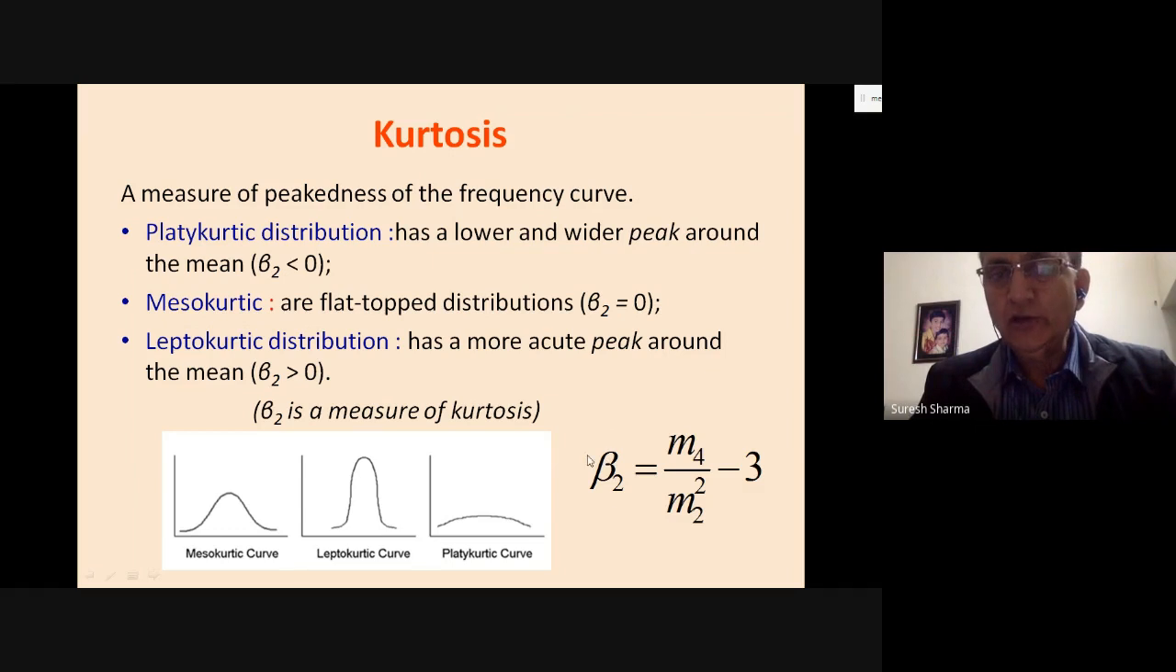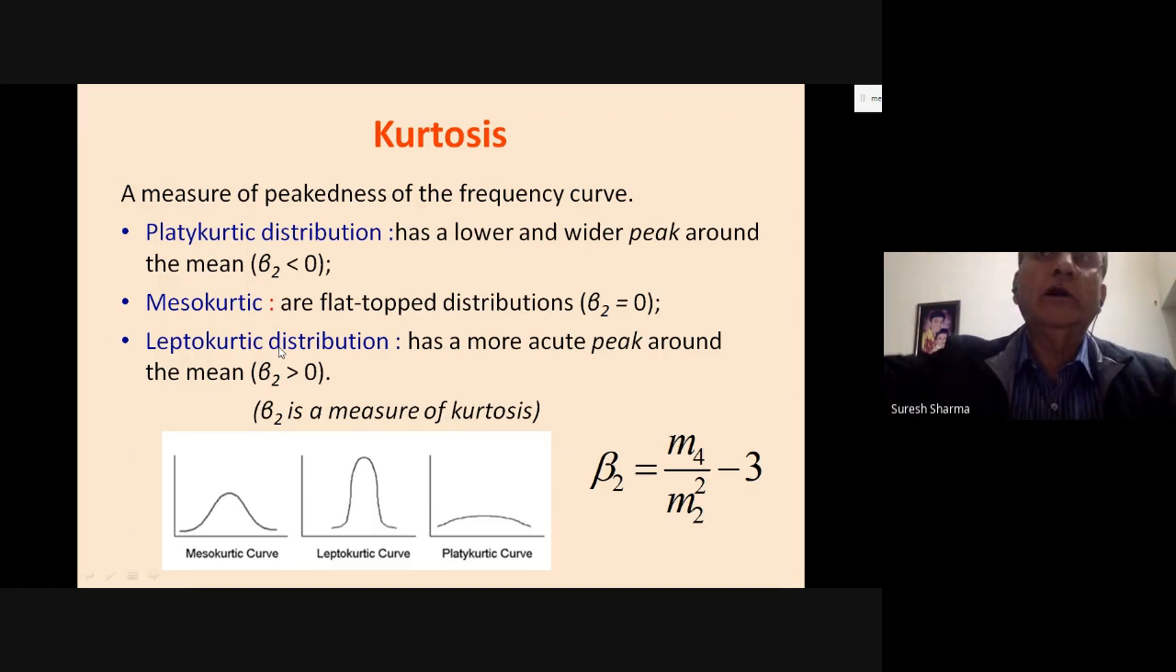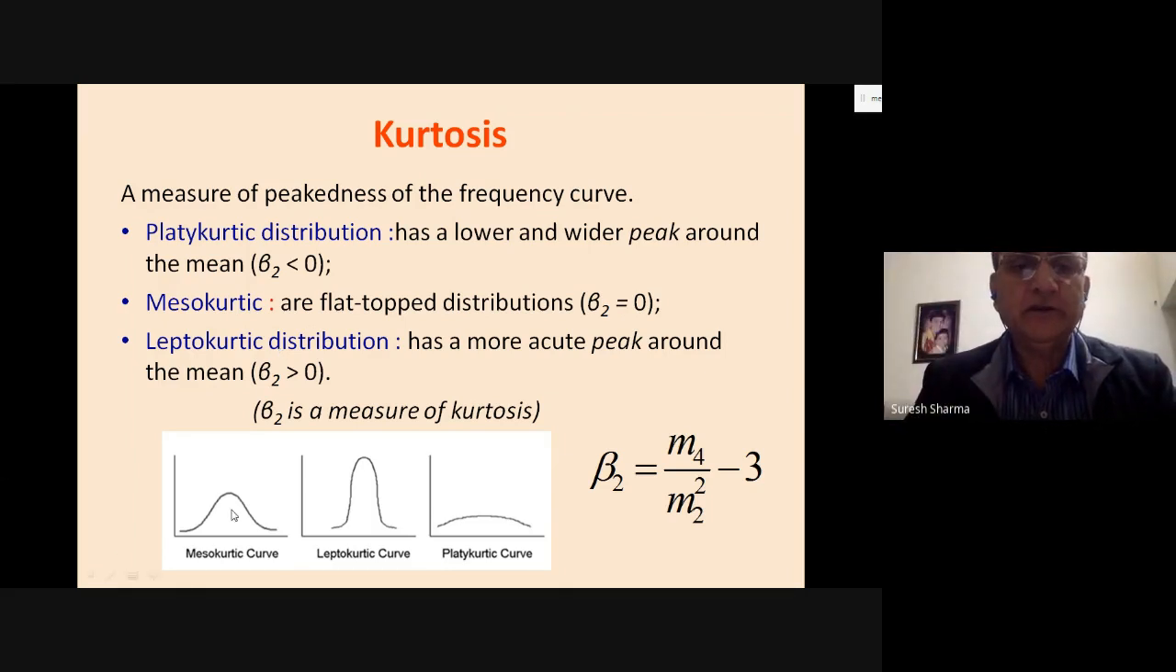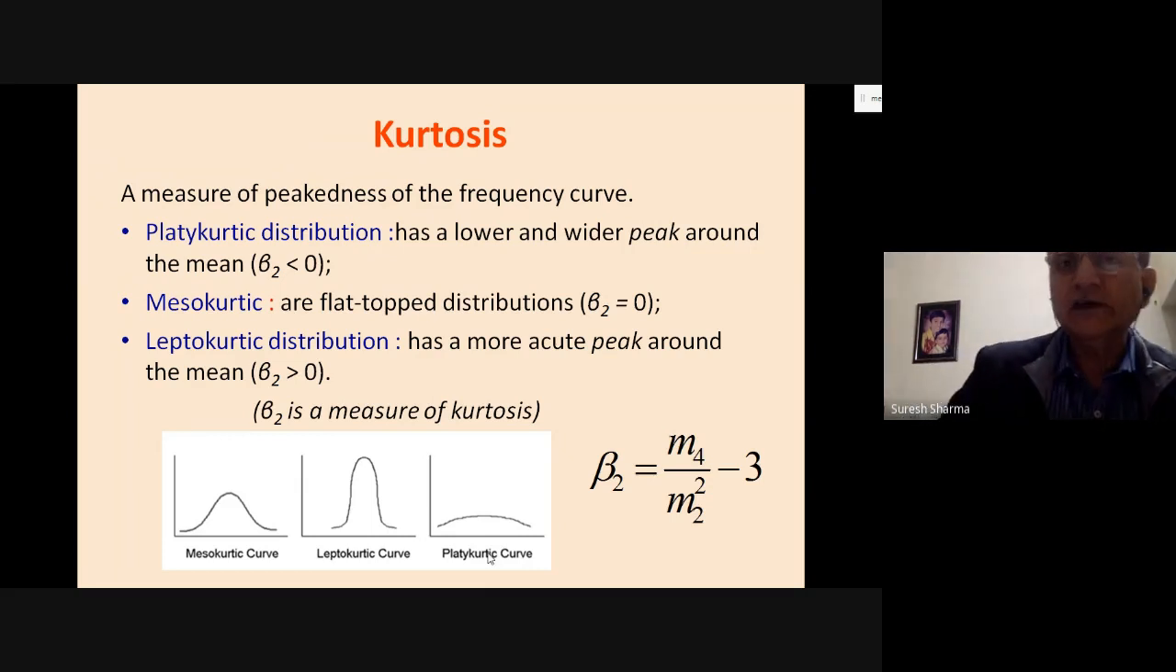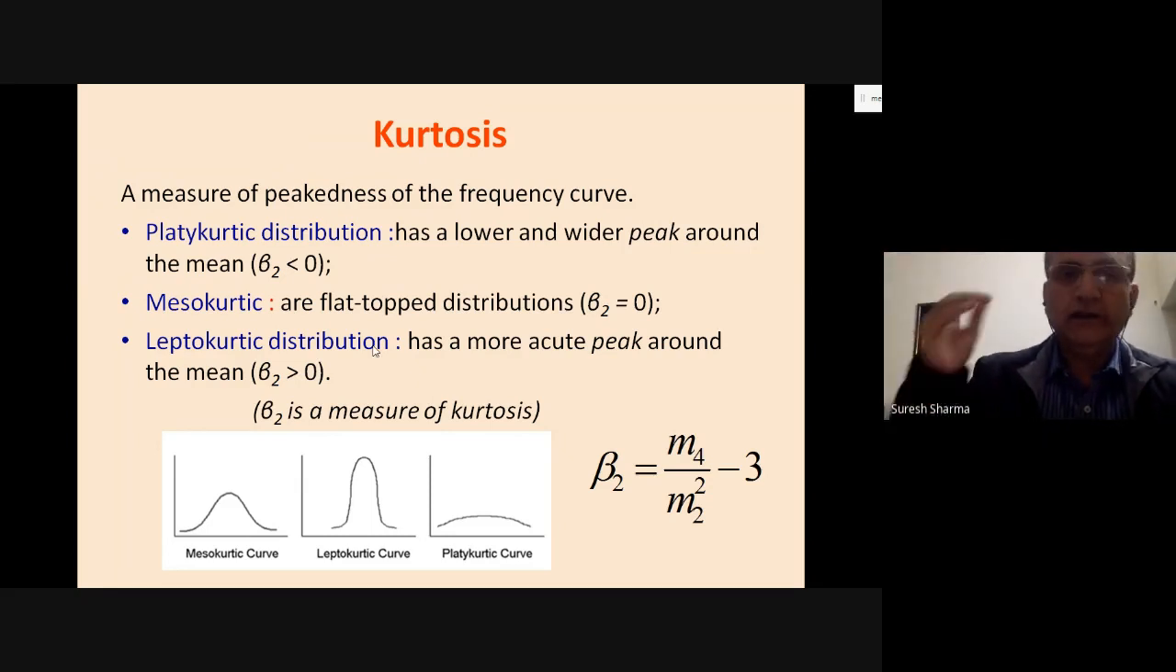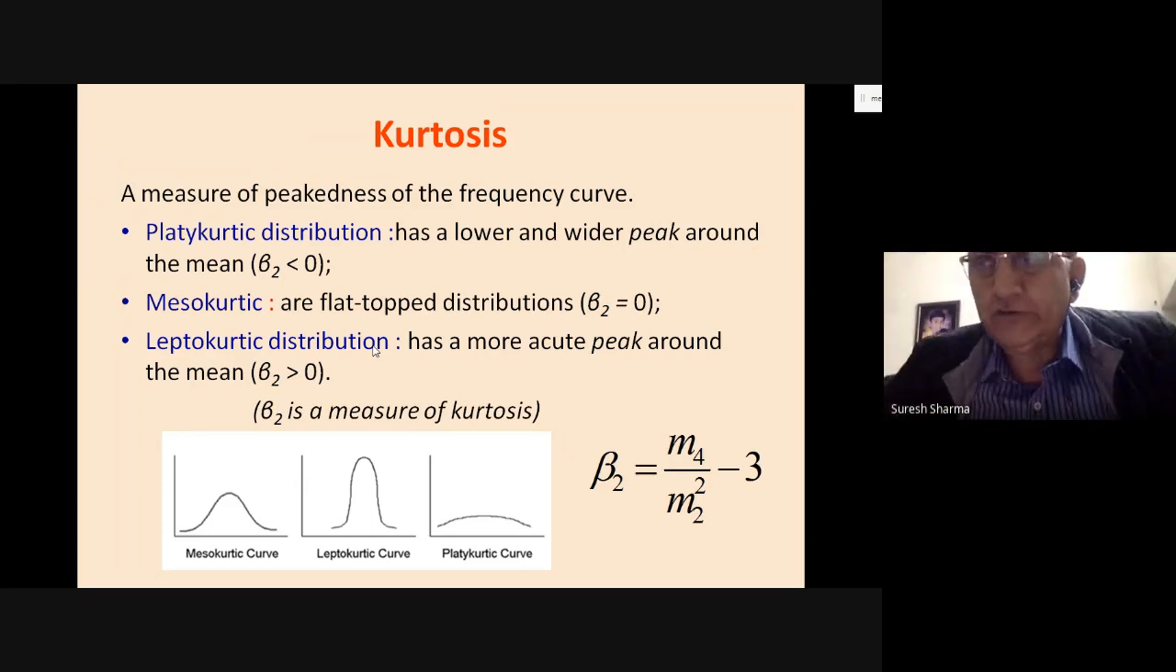All right. If value of beta 2 is greater than 0, let's say it is positive, 2 point something, then we say that your curve is leptocurtic. Positive means it's leptocurtic. Lepto means having high peak than the normal. We always compare with normal. And if value of beta 2 is negative, then we say that your curve is flatter than the normal. And flatter curve is called platycurtic. So to further measure whether your curve is platycurtic, mesocurtic, or leptocurtic, we have to compute the value of beta 2.